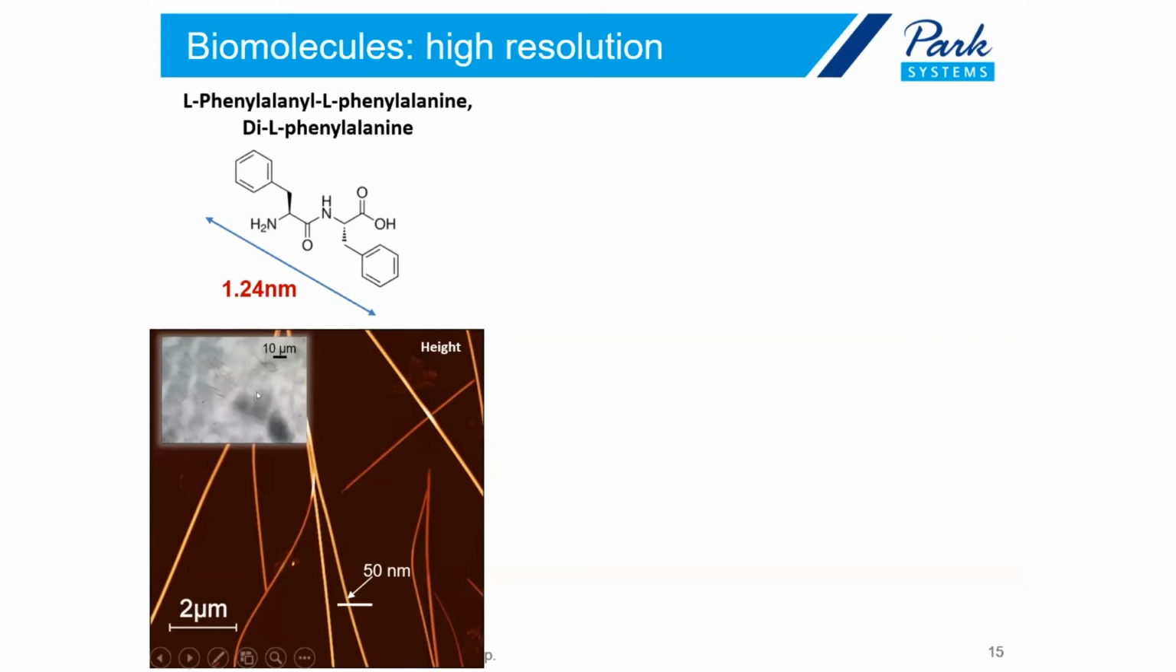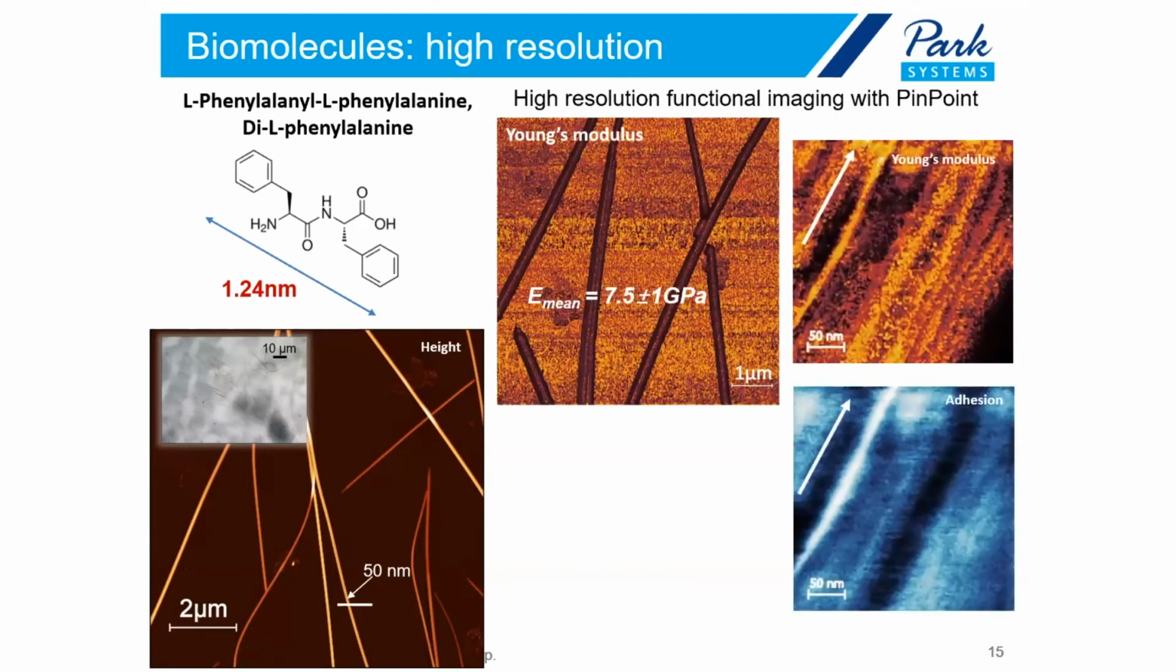So here's an optical image taken again on the AFM, and you can see those long spaghetti-type structures on the surface. Take a large scan AFM image, and again you can see those tubes with a length of many tens of microns and a thickness of around 50 nanometers.